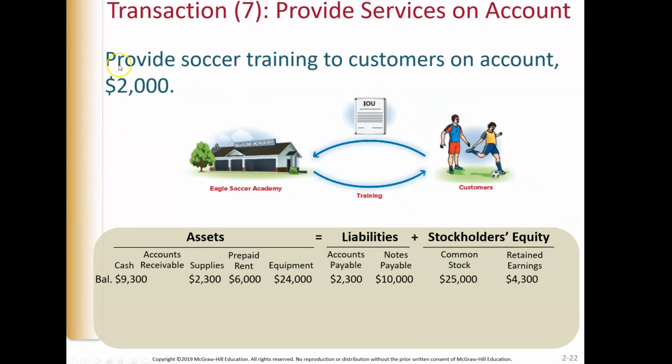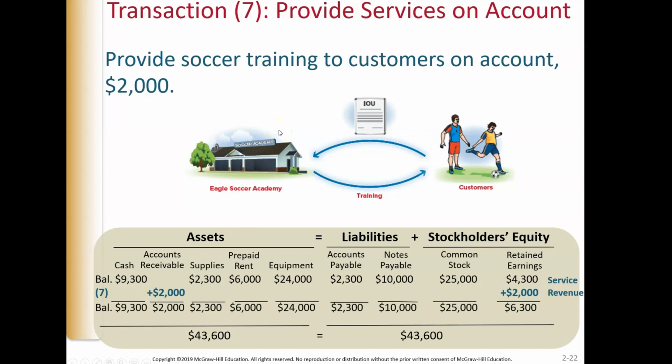Here's another tricky one. Provide soccer training to customers on account for $2,000. So we provided the training, but they have not paid us yet. They owe us. We call that accounts receivable. So our accounts receivable increases while our service revenue increases. Our revenue increases because we did provide the service, we earned the revenue. We just have not been paid yet. So we have something called an accounts receivable, which is an asset to us.